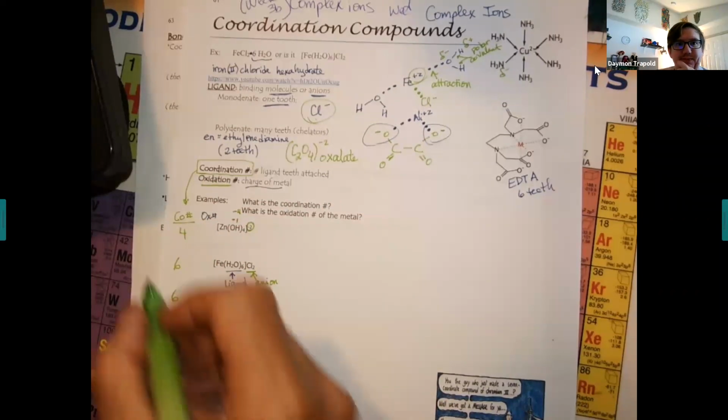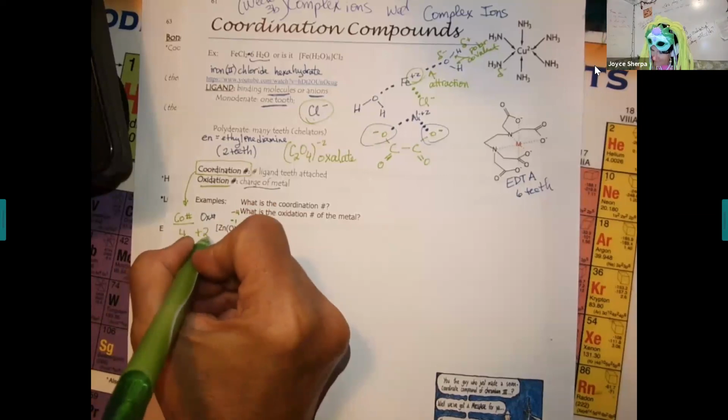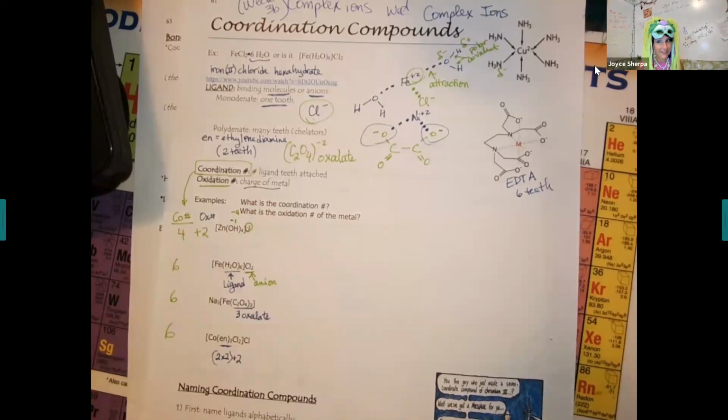It is +2. So that is my oxidation number. Oxidation numbers do have positives or negatives. So the oxidation number of the metal is always going to be positive because metals are cations, so +2. If you really have no idea, just guess +2 and 90% of the time you'll be right.